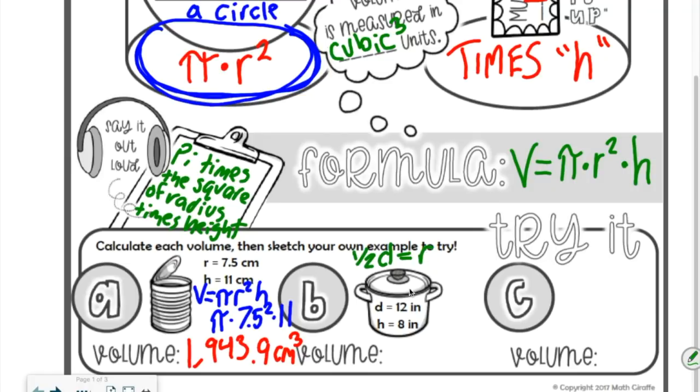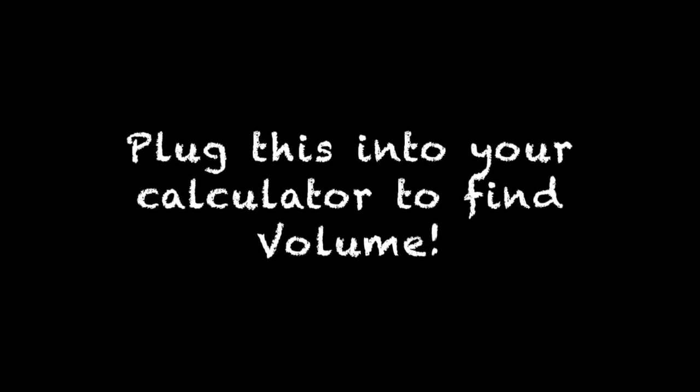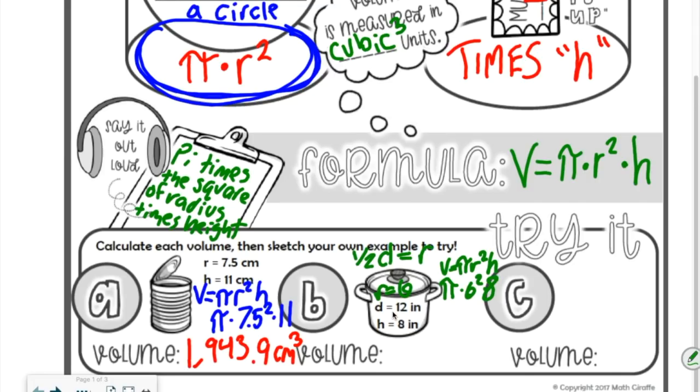So if the diameter is 12, then the radius is 6, which is half of 12. Let's write down our equation. So pi times 6 squared times your height, which is 8. Go ahead and plug that in. Pi times your 6 squared times 8. And you are going to get 904.8 inches cubed.